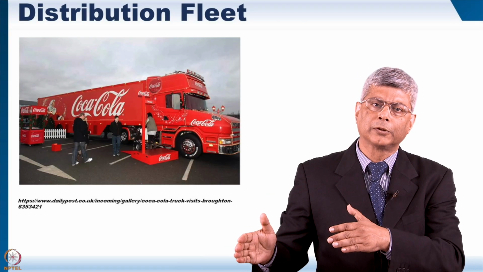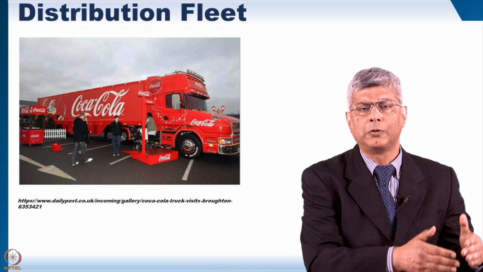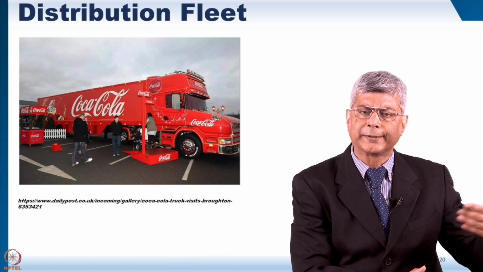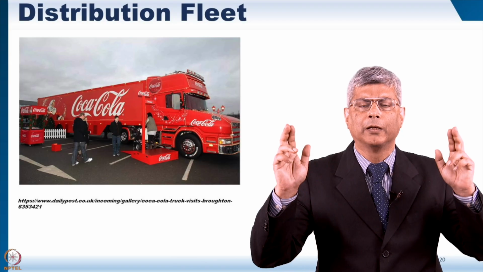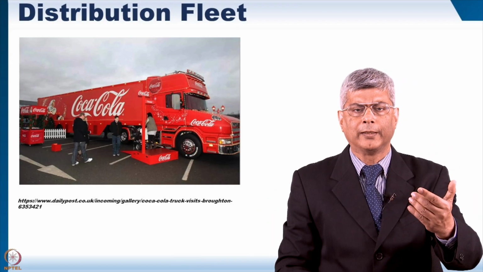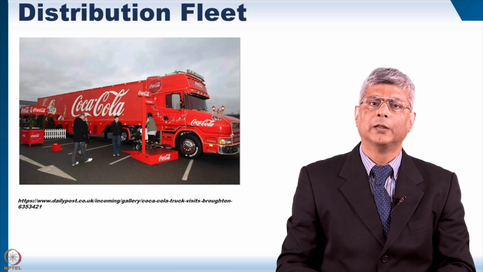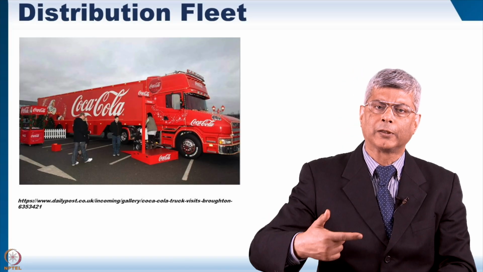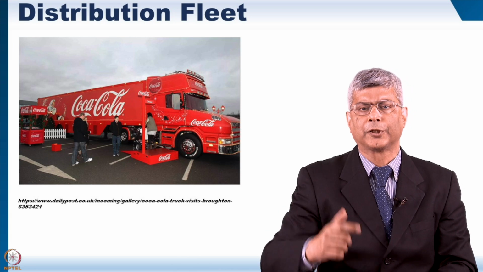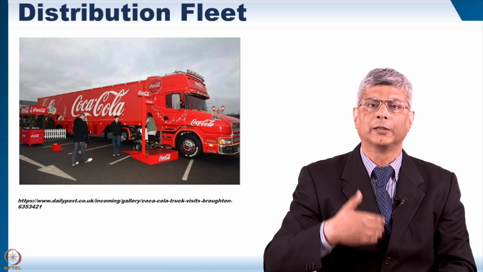From the warehouse, goods will flow into downstream distributors, retailers, etc. in trucks. And that's a distribution fleet. So you see here a Coca-Cola distribution fleet. Because in summer, Coca-Cola or Pepsi-Cola or any of the soft drinks sells very quickly. And it has to be replenished every day.